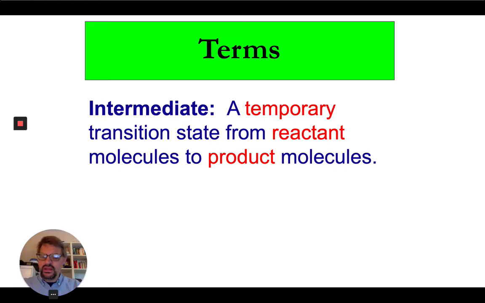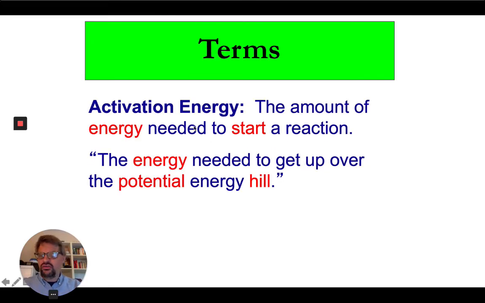But that's the intermediate. We also have activation energy, okay? This is the energy needed to start a reaction, okay? Or when we look at the graph in a moment, it's the energy needed to get over the potential energy hill. So for instance, if you want to light a candle, it doesn't just burn on its own. You need a match to light it. The energy from the match is activation energy.